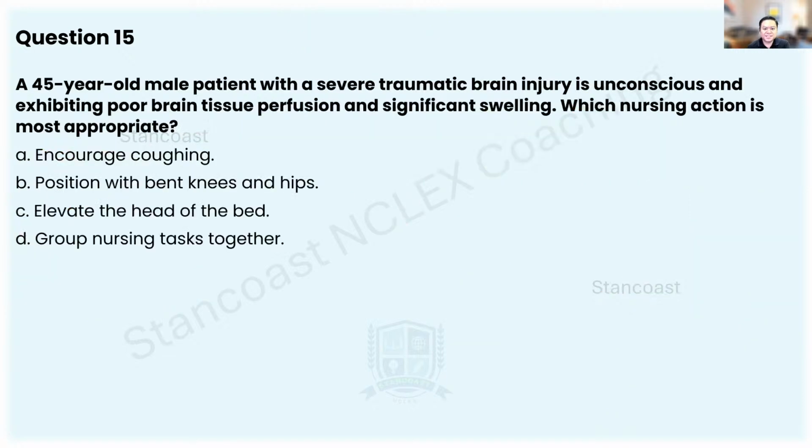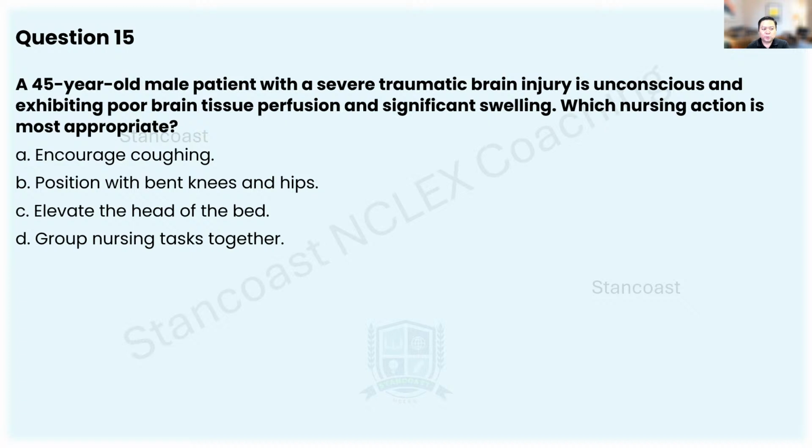Let's have number 15, guys. A 45-year-old male patient with a severe traumatic brain injury is unconscious and exhibiting poor brain tissue perfusion and significant swelling. Which nursing action is most appropriate? A, encourage coughing. B, position with bent knees and hips. C, elevate the head of the bed. D, group nursing tasks together.